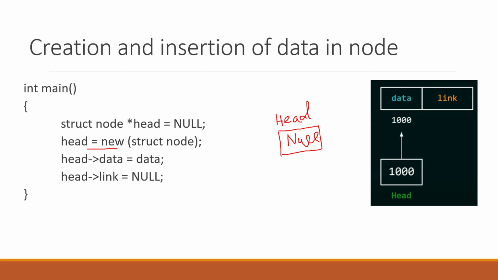How we can create our first node? Here head is equals to null. We are going to create a new dynamic memory. Head is equals to new struct node. This head will now be assigned a new dynamic memory allocation that is according to our structure data members, that is a data and a link.